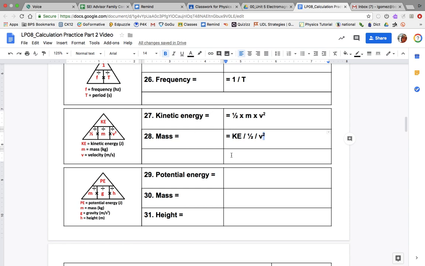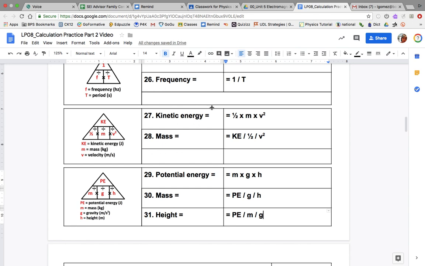Okay, and potential energy. Potential energy is mass multiplied by gravity multiplied by height. Mass is going to be potential energy divided by gravity divided by height. And then height is just potential energy divided by mass divided by gravity.